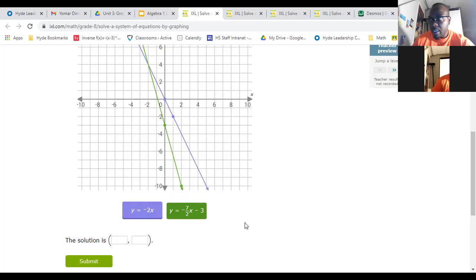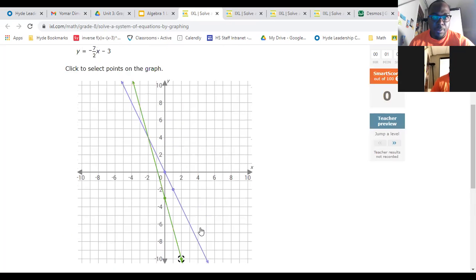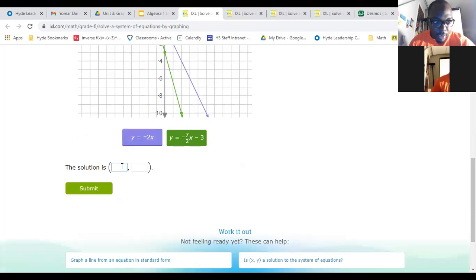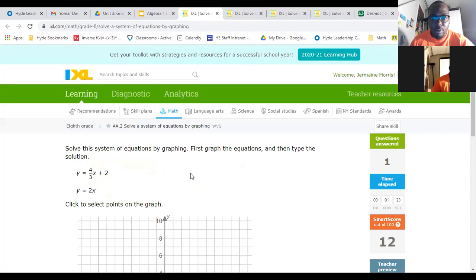So now again here, as you can see here, I have to identify the solution here. So I come up, and that's the point where both graphs cross, which is x is negative 2 and y is 4. So x is negative 2 and y equals 4, and boom, solved.